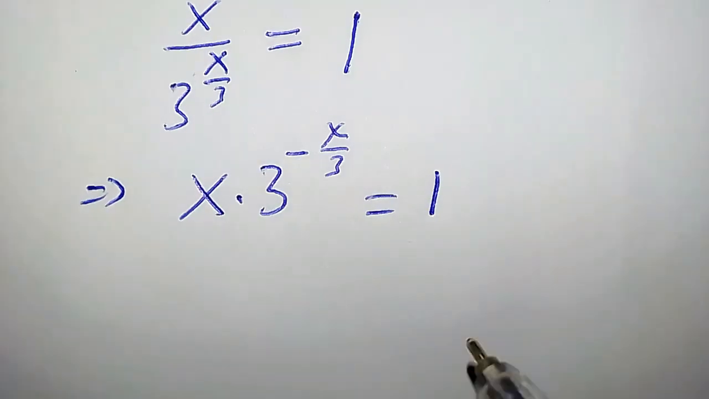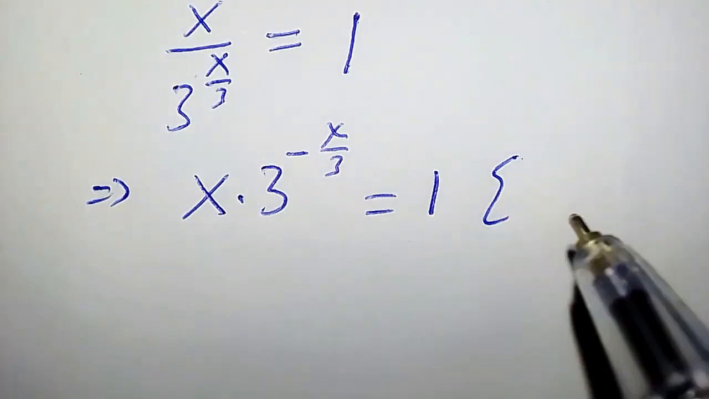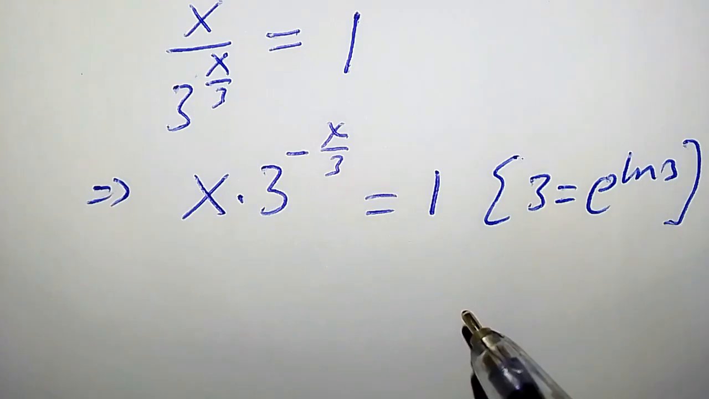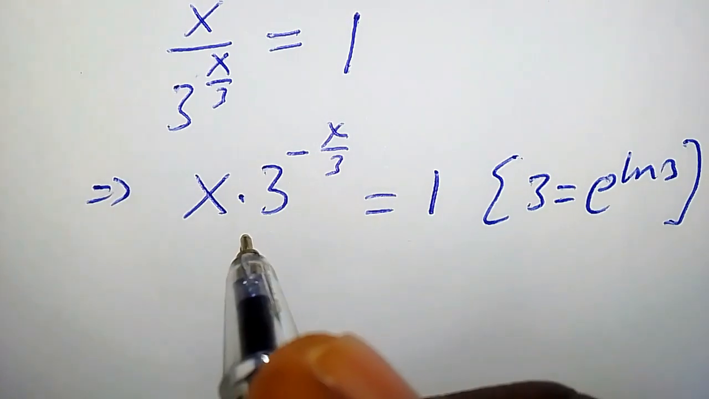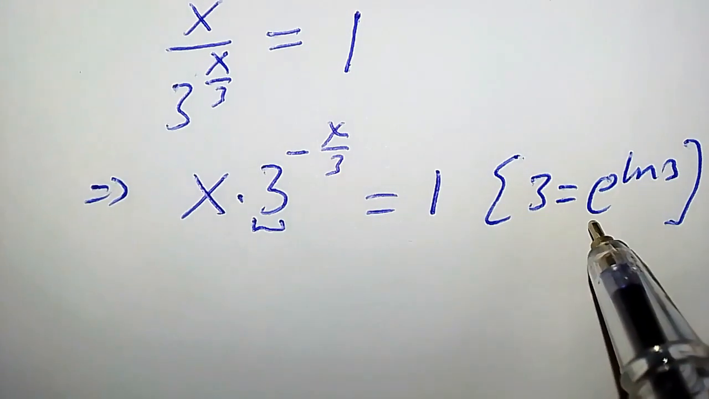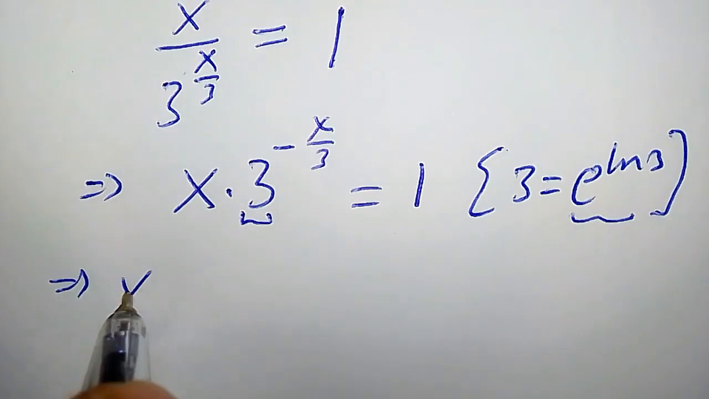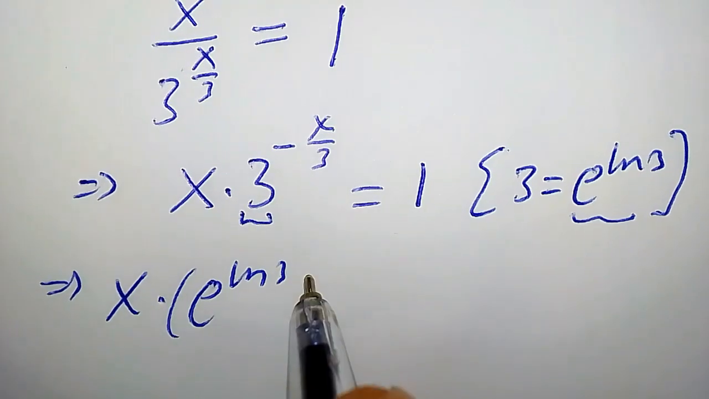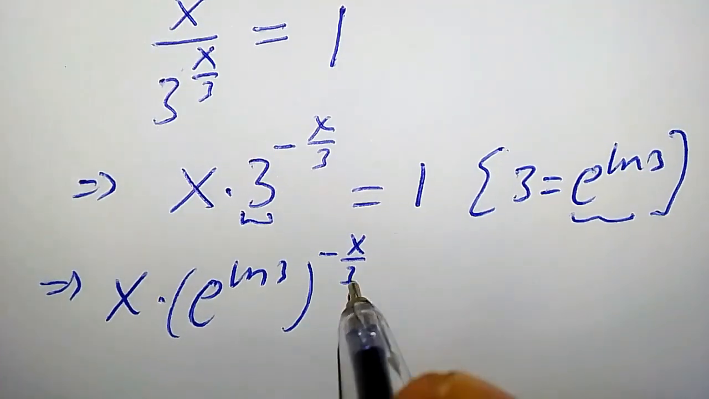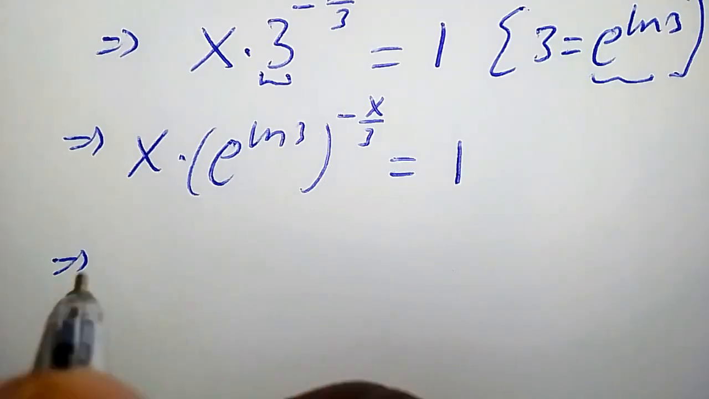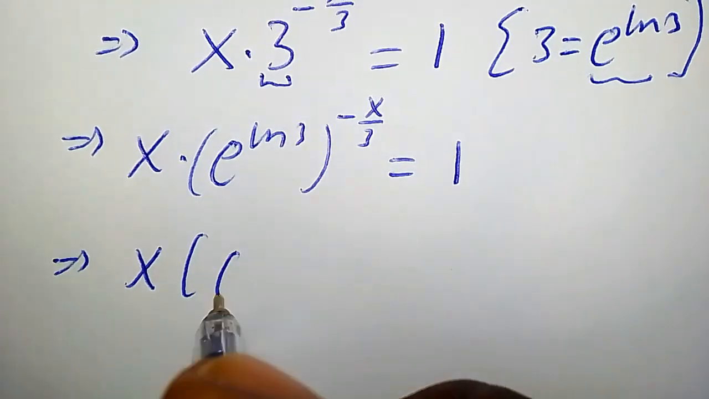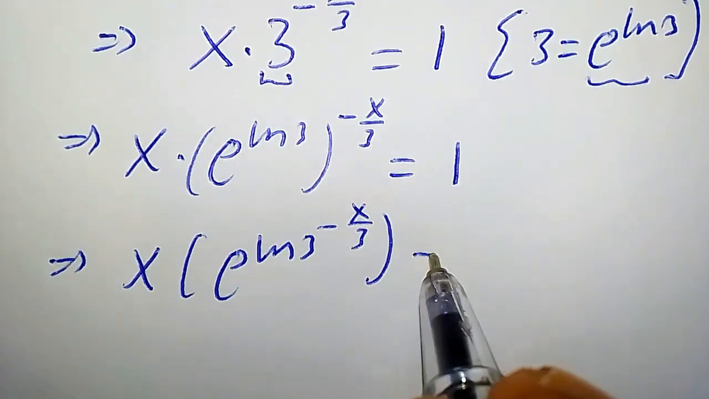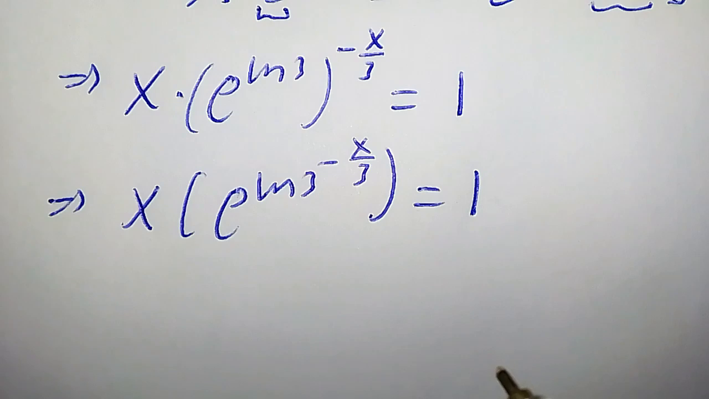Now, recall that we can rewrite 3 as e to the power of ln 3. You should remember this property. So in this case, we are going to replace this little 3 with this. This implies that x times e to the power of ln 3 to the power of negative x over 3 is equal to 1.